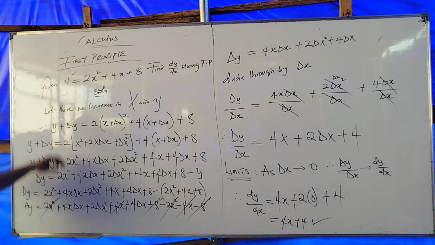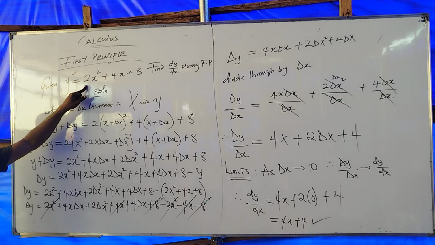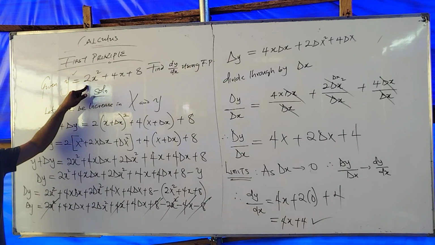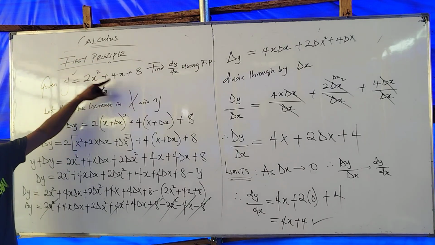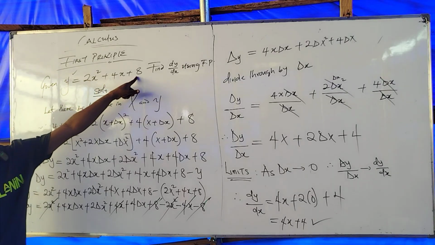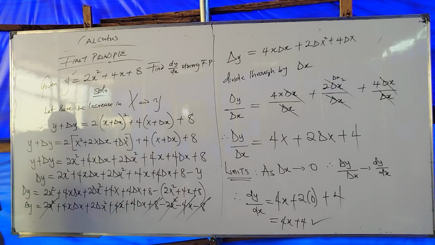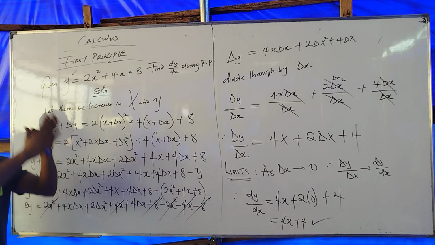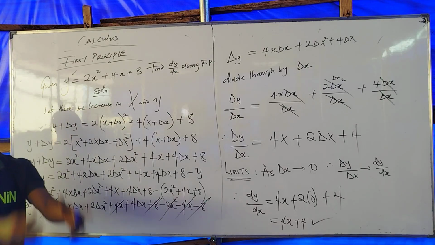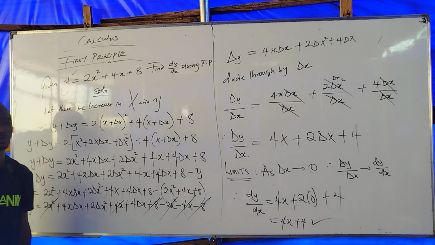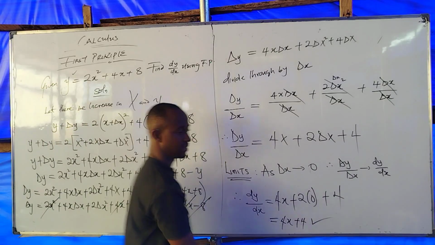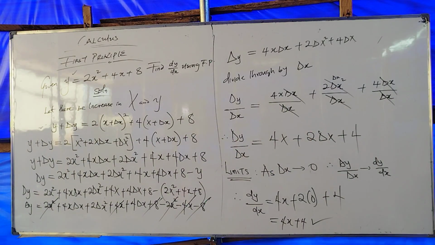If you use the general principle to solve, is it the same thing? What is 2 times 2? Somebody? 4x, Abi. 2 times 2 is 4. X raised to power 1, Abi. Plus what again? 4. Plus 0. So what's the answer? 4x plus 4. Is it the same thing? Yes. But once they mention using first principle, you cannot use the general method to solve. You must go through this process.